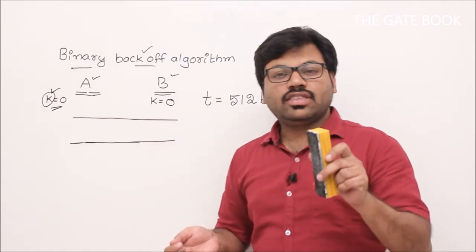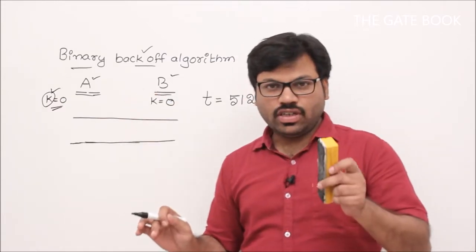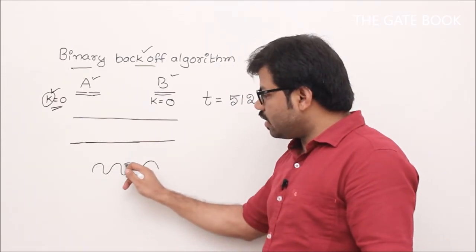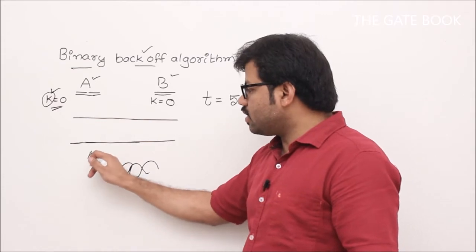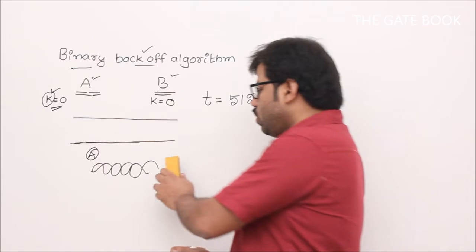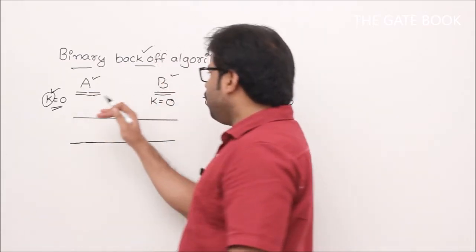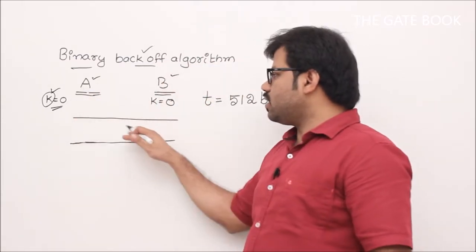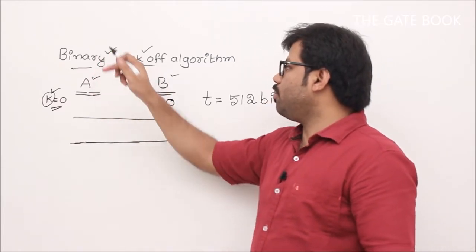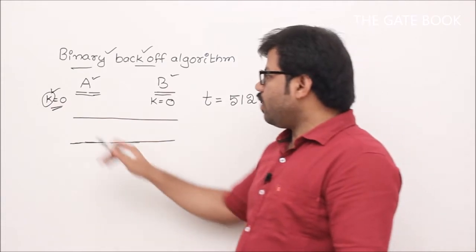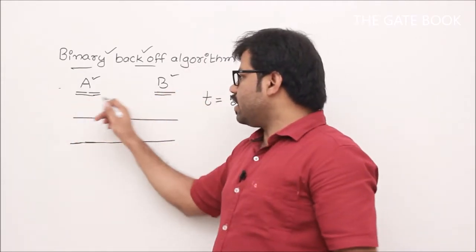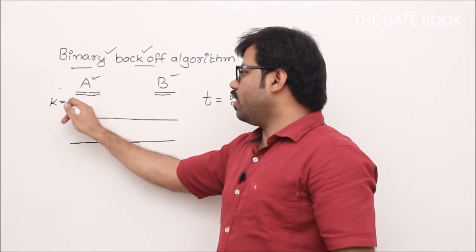Remember it. In the CSMA/CD algorithm, whenever a station sends a signal and realizes that there is a collision, immediately that station will stop sending. Remember it. Now A and B both will sense that there is a collision, and they will stop. Now they will go to this mode, the binary backoff algorithm. In that, they will increment this K value. Initially K is 0, right? Since it is the first collision, K will become 1.